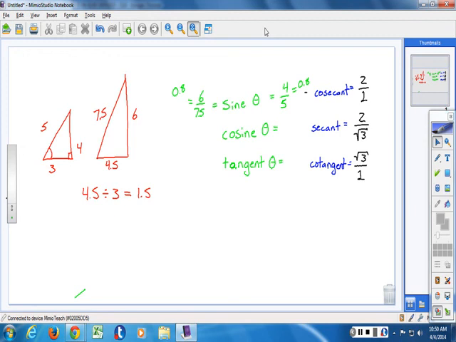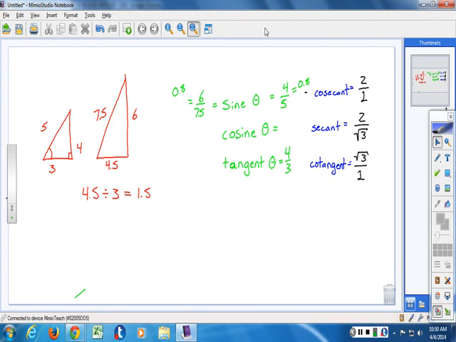And since in the beginning all they gave us was 4.5 and 6 and 3 and 4, is there one of these functions that just uses those two sides? I'll give you a hint, TOA. Tangent equals opposite over adjacent. So opposite over adjacent for this one? 4 over 3.